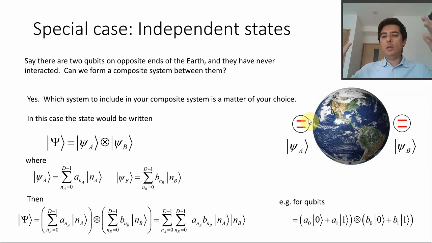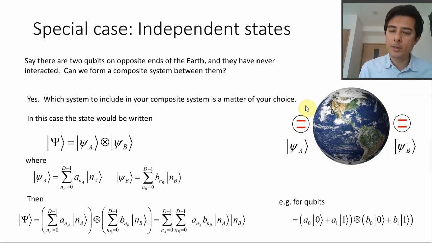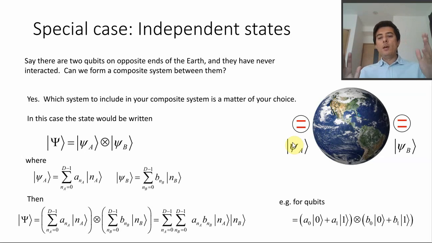But what if I just took any 2 particles? Say one particle was on this side of the Earth, and the other one was on the other side of the Earth. Can I take a composite system with those two particles? The answer to that is actually yes. There's nothing to stop you from choosing any two particles that exist in the universe and making a composite system. It's really a matter of your choice of what you want to include in your system and what you don't want to include in your system.